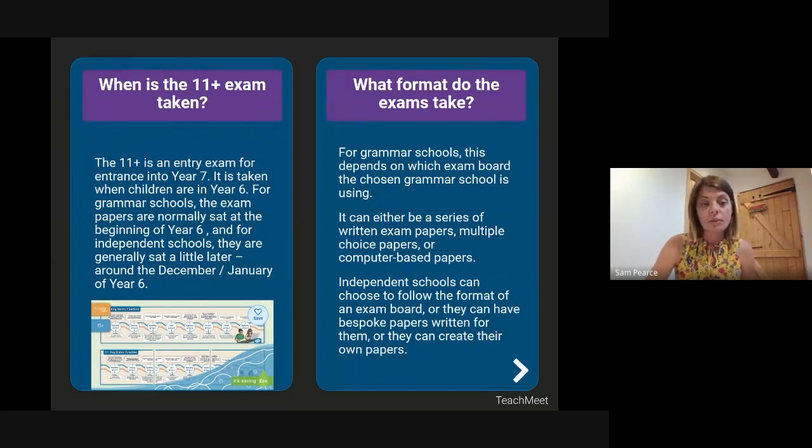So for grammar schools, the entry papers are normally sat at the beginning of year 6. But again, that can change slightly. And for independent schools, they are generally sat a little bit later, so around the December, January time of year 6. But again, that can change. It is different from school to school. So again, really coming back to that really clear point, make sure you know which schools your students are applying to so that you can have the specific information for each school.